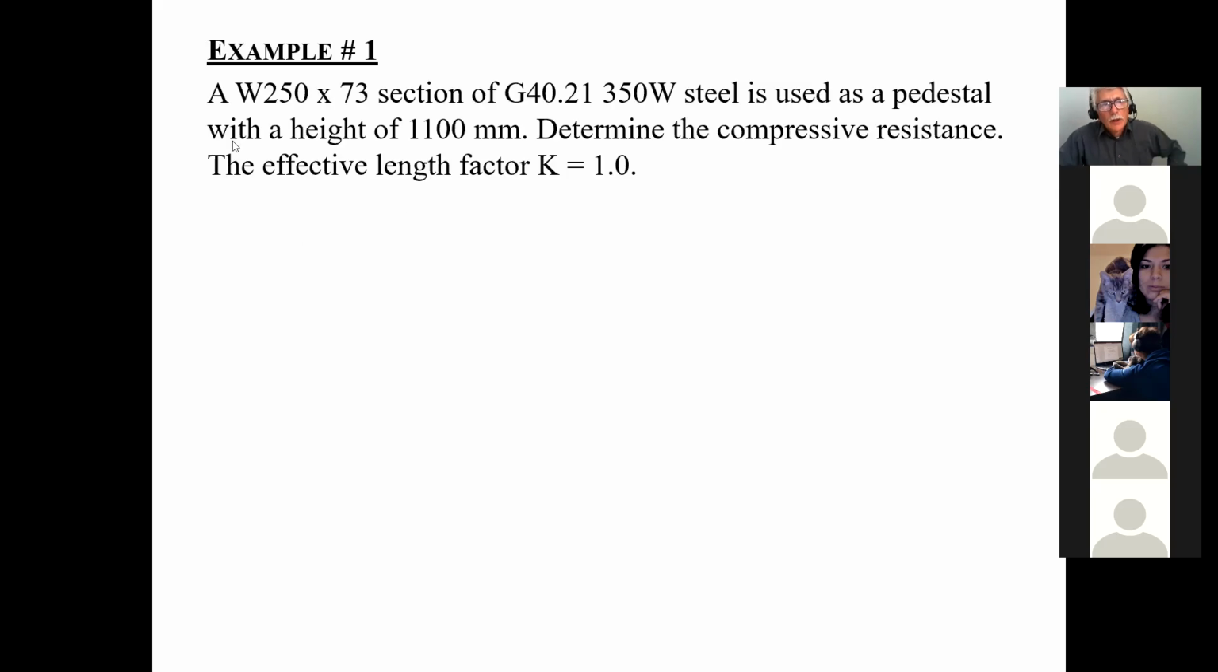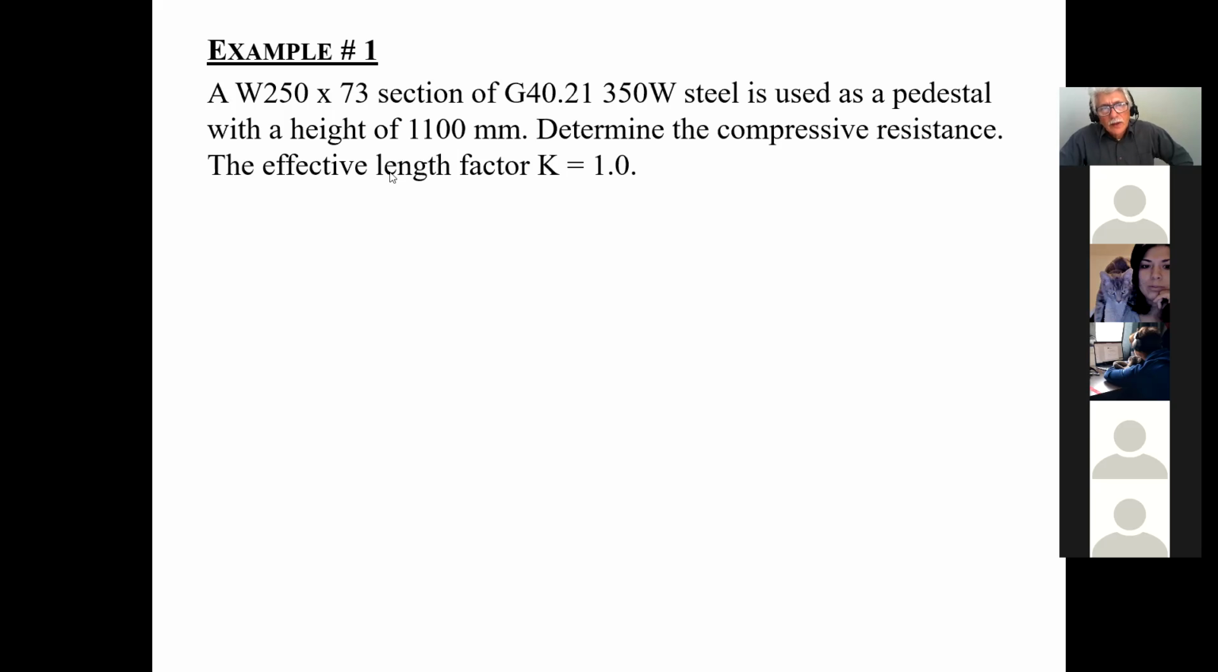I have a W250 by 73 section. Like I said, don't look at the steel. The steel just tells you what the Fy value is. In this case, the Fy value is 350. To be used as a pedestal, the height of the column is 1,100 millimeters. So that's not very long. And it says determine the compressive resistance.